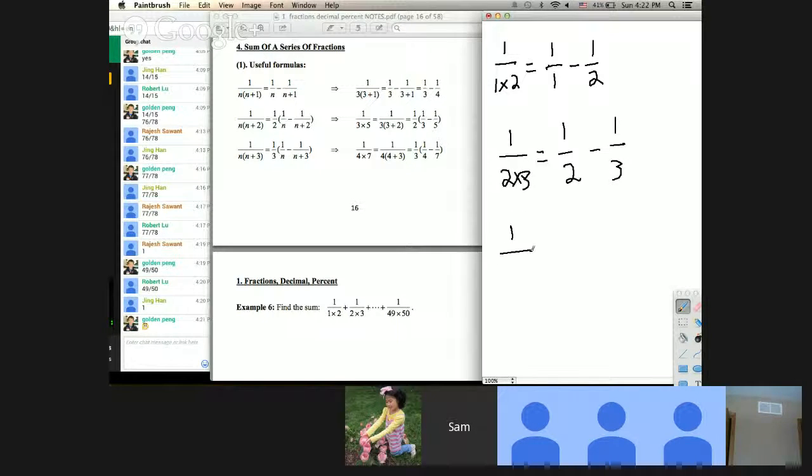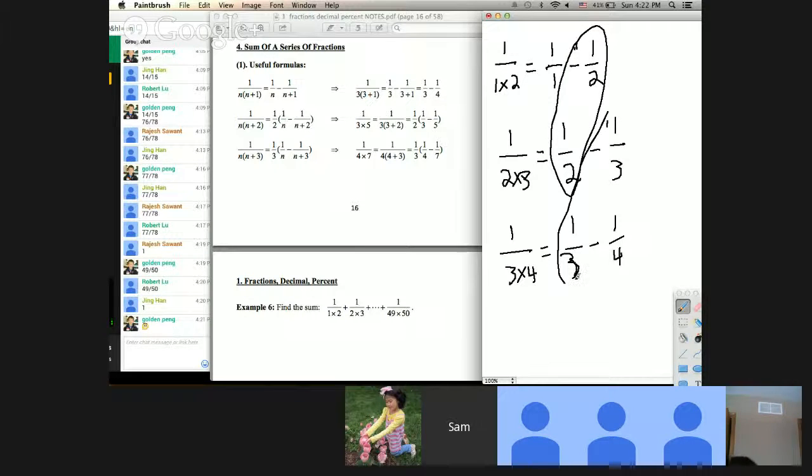And then the next one would be 3 and 4. So 1 over 3 times 4 equals 1/3 minus 1/4. So if you look at it, you can begin to see kind of like a pattern. If you sum all these together, these two right here will cancel out since you have a negative 1/2 and a positive 1/2. And then these two right here also cancel out since you have a positive 1/3 and a negative 1/3. And then this one is going to cancel out with this one.